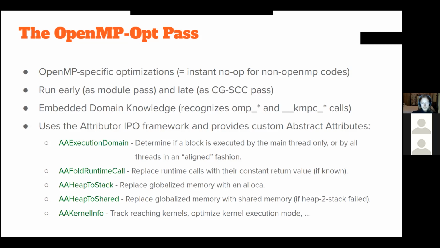at which point we can use that information and manifest it into doing the actual optimizations. And a brief overview of the abstract attributes that we implemented to do this work are the execution domain attribute, which determines if a block is executed by a main thread, the fold runtime call, which simply replaces runtime calls with constant values, heap to stack, which replaces globalized memory with an alloca, as shown before, and heap to shared, which replaces globalized memory with shared memory if heap to stack was unsuccessful. And then finally, kernel info allows us to track kernels and then optimize the execution mode to SPMD mode if possible.